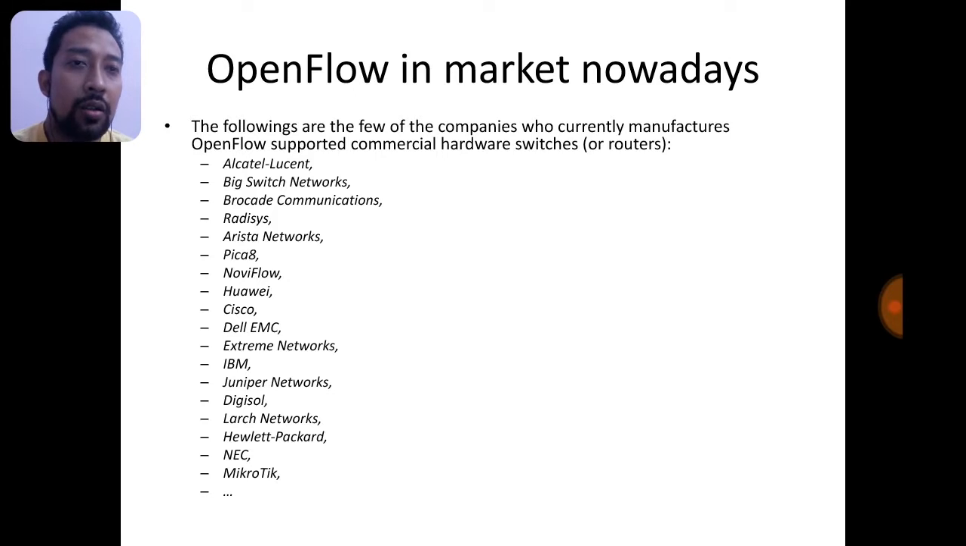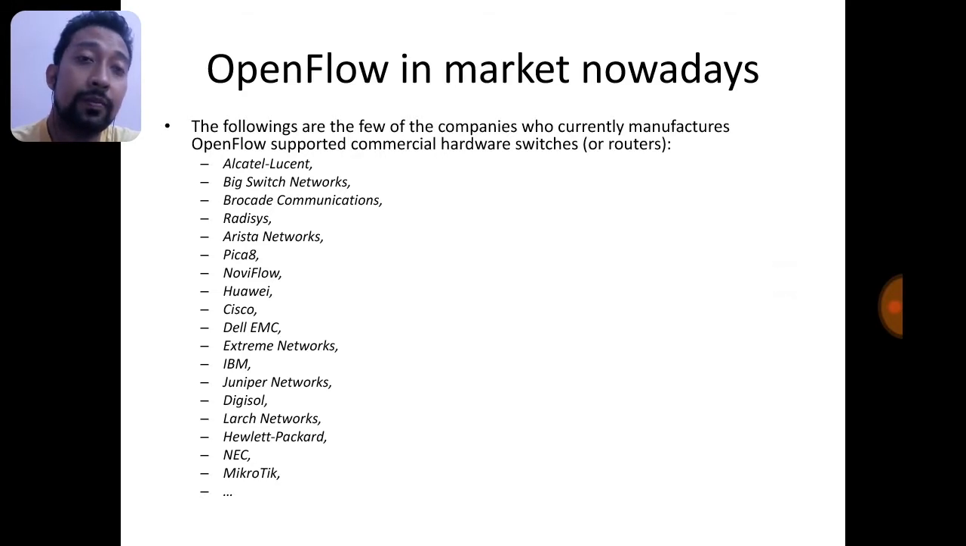Now, I'd like to say one thing: as I already told you, OpenFlow is the most popular API in SDN, and it nowadays comes with almost all manufactured switches and routers. Most of the big vendors manufacture their commercial hardware switches and even software switches with the support of OpenFlow. This is some of the list of companies. This is not the only list, there are a few more, but I have just presented some of them.